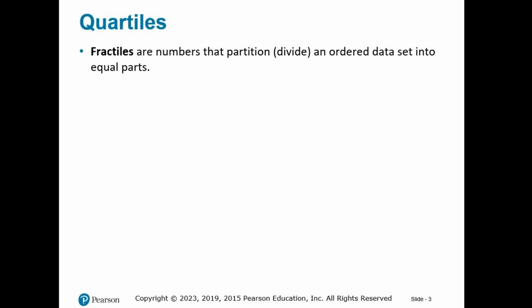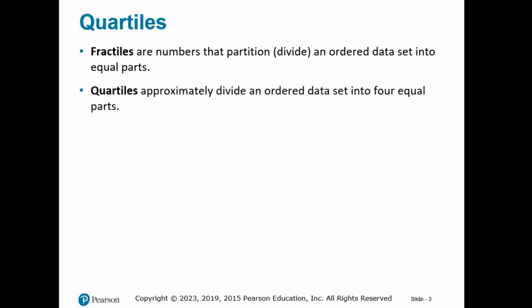Fractiles are numbers that partition or divide an ordered set into equal parts, with each part having the same number of data entries. For example, the median divides an ordered data set into 2 equal parts with the same number of data entries in both parts. Quartiles approximately divide an ordered set into 4 equal parts. 3 distinct values will be key in creating these 4 parts.